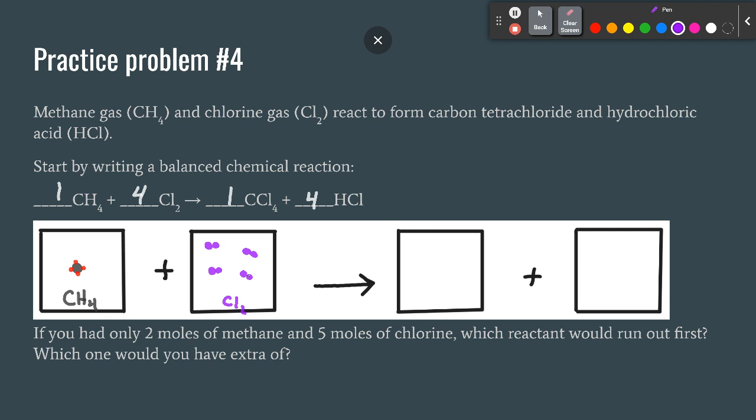My products, I have CCl4. So that means I have a carbon with 4 chlorines attached. And my coefficient of the balanced equation was a 1, so I'm only drawing one of those compounds. And I also have HCl, and it says I have 4 of them. So I need to draw 4 hydrogens combined with chlorine. So I'm going to draw 4 hydrogens and 4 chlorines.